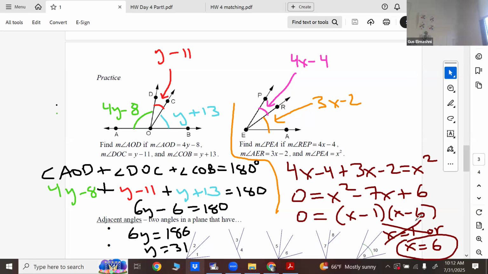Okay, that's what I got. 4x minus 4 plus 3x minus 2 equals x squared. Angle addition postulate, AAP for short. Move everything to one side, factor it, x minus 1, x minus 6. So this is an extension of factoring, right? So we're building this algebra skill into the geometry problem now, right? This is great. This is beautiful.